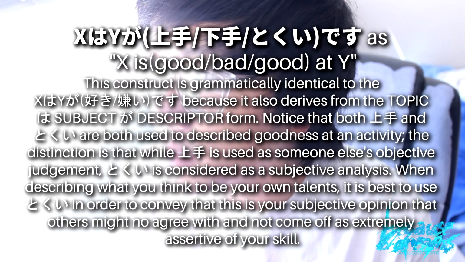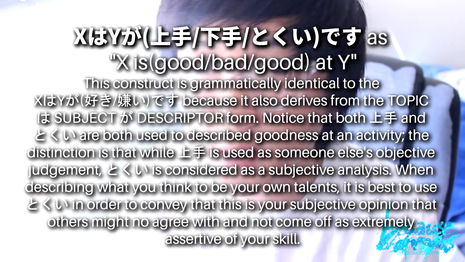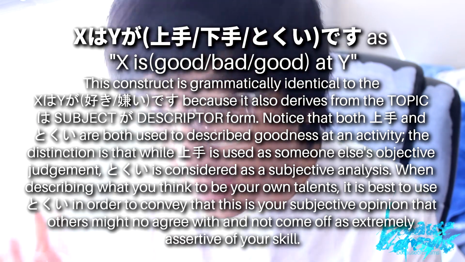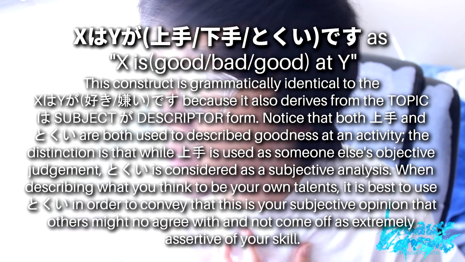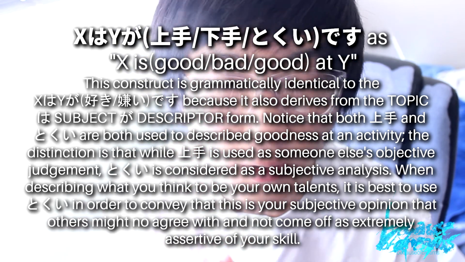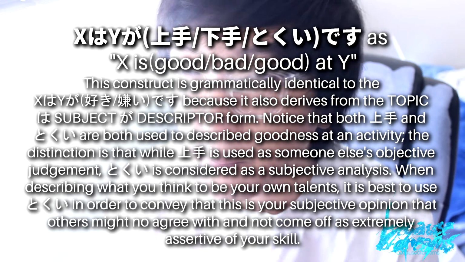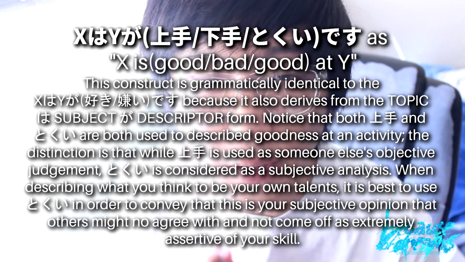So yeah, that's the basic rundown on how to say you're good and bad at things. It's a pretty simple grammar construct. You can see how you can just basically interchange a bunch of things to describe your talents and weaknesses, and just remember the distinction between complimenting yourself and complimenting other people. The subjective and objective part of it is a pretty basic thing in the Japanese language that extends to a bunch of other grammar patterns too.